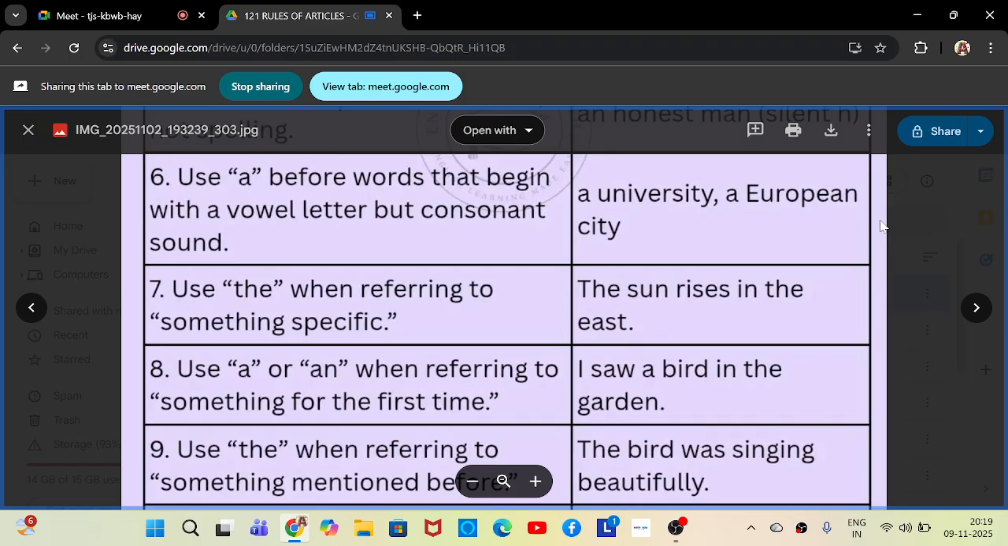So U is a Y sound, isn't it? The Y alphabet's sound comes. Y is a consonant, right? So the sound of the Y alphabet comes. Just write university in Tamil or Malayalam, whatever language you know, if you have a pen and paper. At that time you will understand.